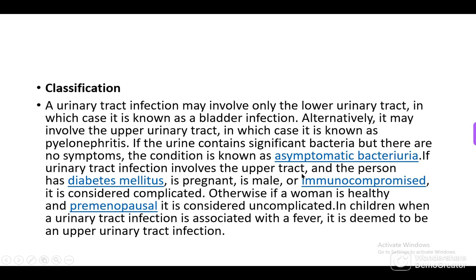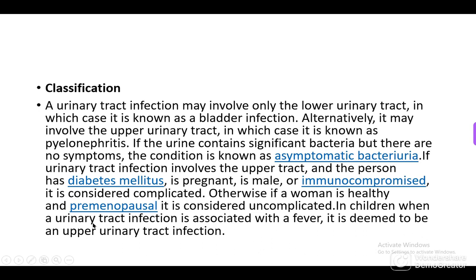In classification, it may involve the lower urinary tract and the upper urinary tract. Now, there is a condition you find in routine examination that is called asymptomatic bacteriuria, without any symptom. If a urinary tract infection involves the upper tract and the person has diabetes, is pregnant, is male, or is immunocompromised, it is considered complicated. If comorbidities or such conditions are present, this asymptomatic bacteriuria can turn into a symptomatic problem afterwards, or the disease can spread inside the body as septicemia in the future. Otherwise, if the woman is healthy and pre-menopausal, it is considered uncomplicated.